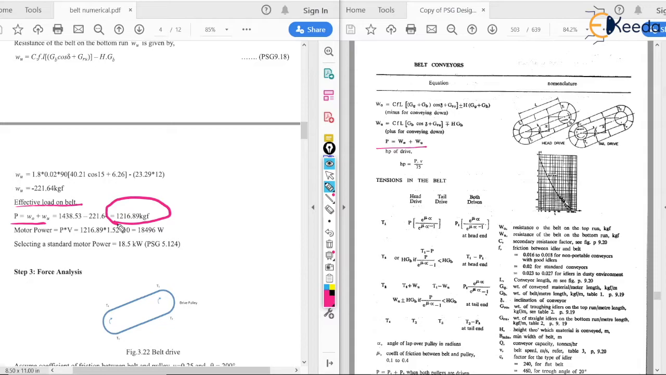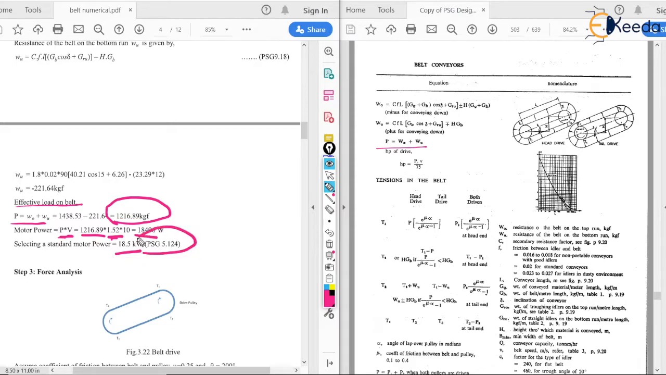Now next we have the motor power. For motor power we have a load, and we are going to simply multiply it by velocity. So the motor power is 1216.89 times the velocity we have already calculated, the actual velocity, which was 1.52. Here we got the value of 18,496 watts, which is equal to 18.5 kilowatt.